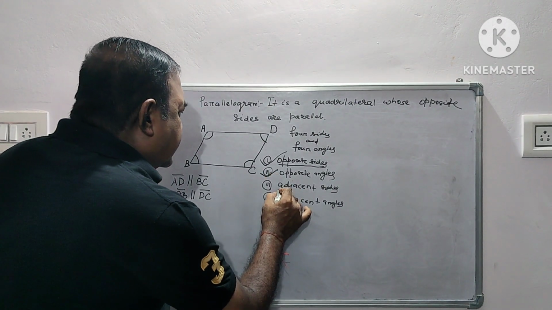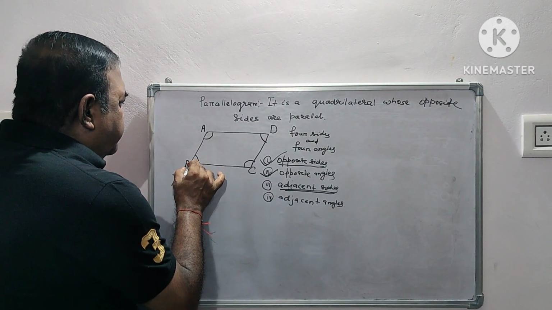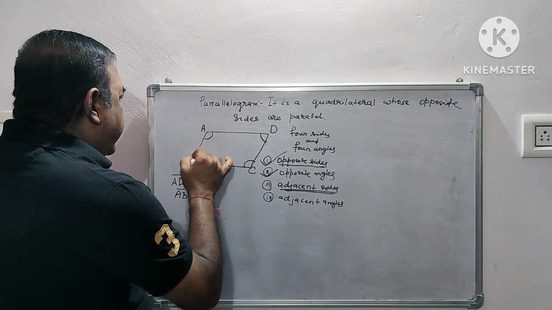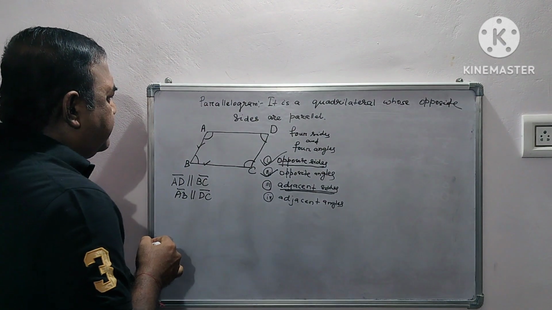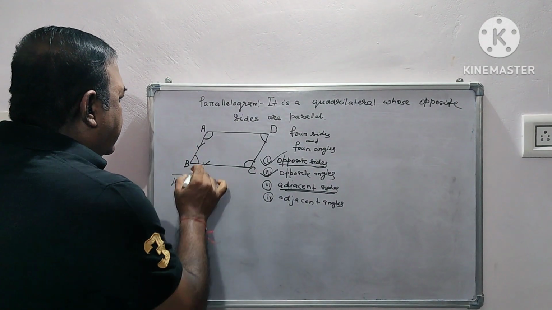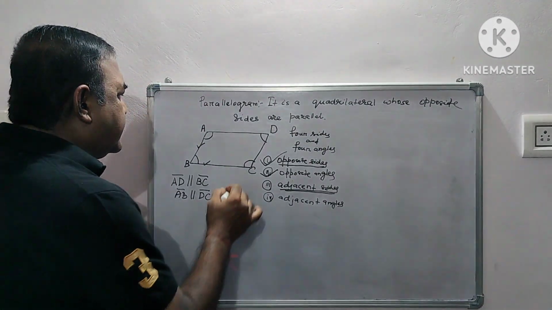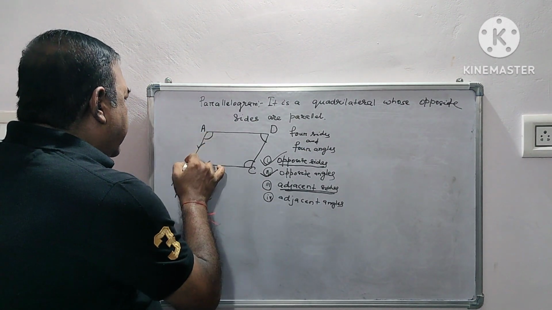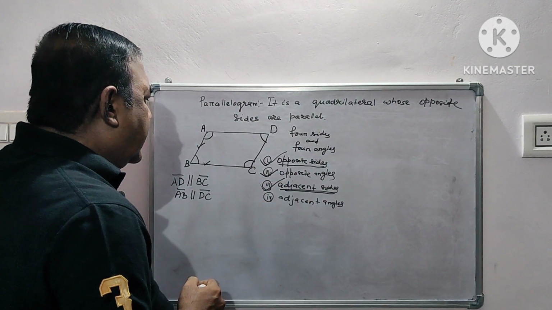Then come to adjacent sides. If you start from here, suppose BC. So BC is connected with CD and also with BA. So this line segment and this line segment, you may call these 2 adjacent sides, or BC with CD, that is also a pair of adjacent sides. CD with AD, that is also a pair of adjacent sides. Or AB with BC, like this, they are connected. These are adjacent sides.